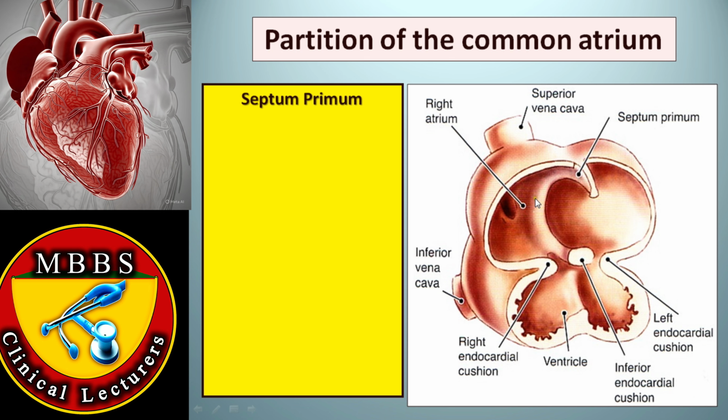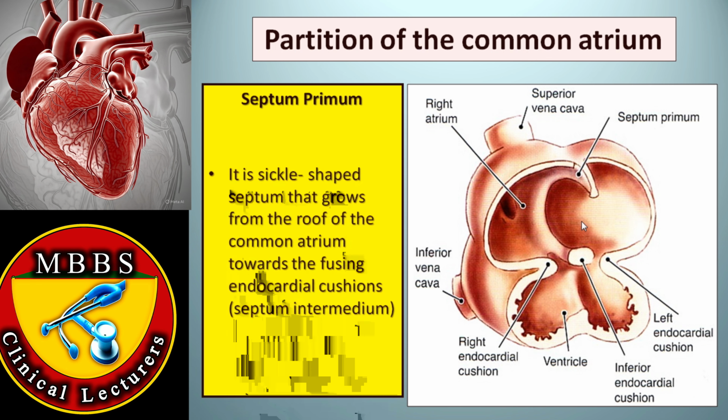Why does this opening arise? Because during intrauterine life, the lungs are not functioning, so the left atrium does not receive oxygenated blood from the lungs. So the blood that enters the right atrium from the maternal circulation has to pass through the opening into the left atrium, and then it is distributed to the rest of the circulatory system of the body. Okay, so that is responsible for maintaining the flow from right to left.